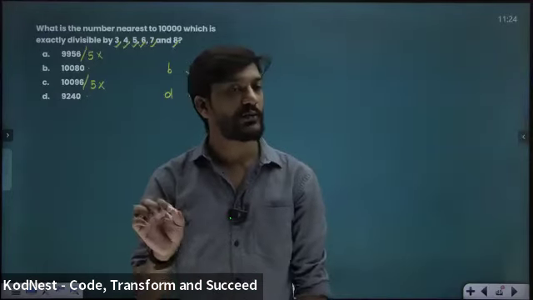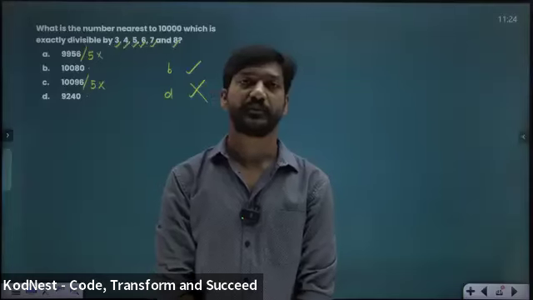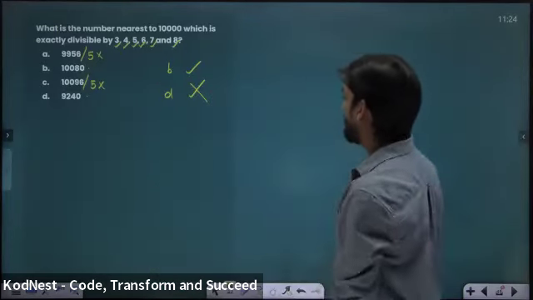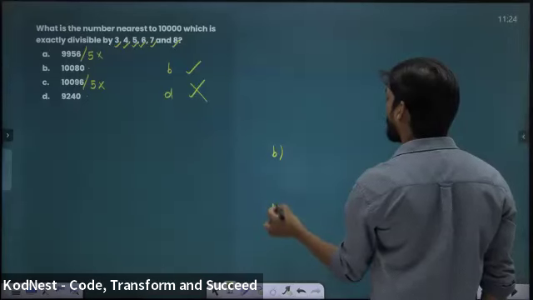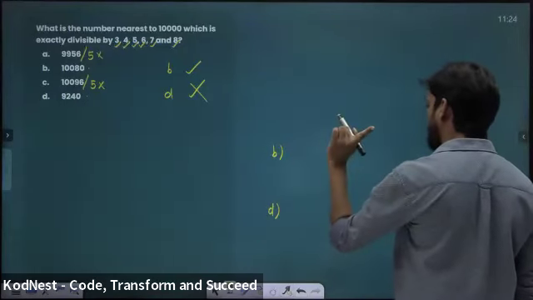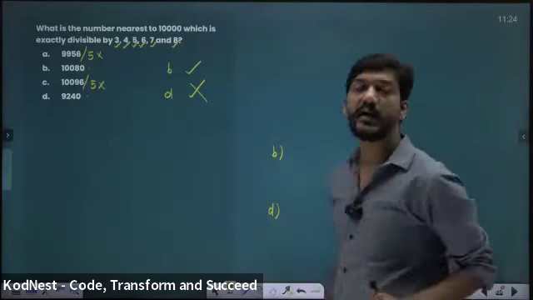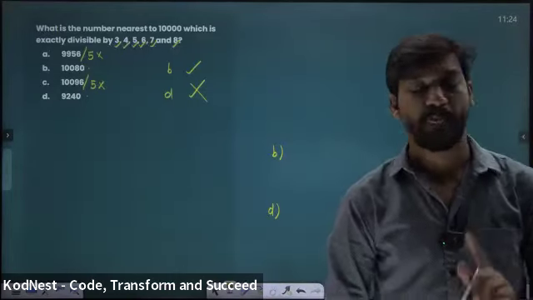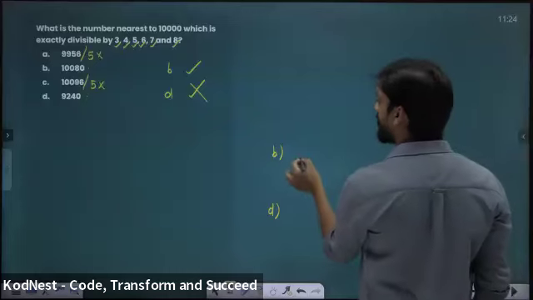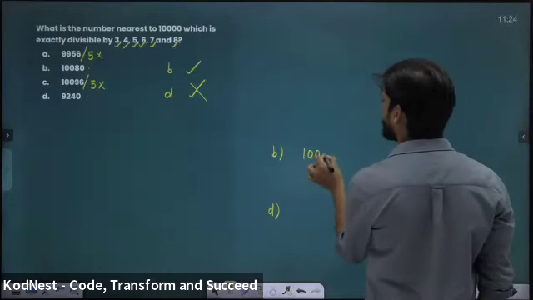Now, how to find the right option? Out of B and D, please carefully answer. I want to pick one option. Okay, pick one option. Which is nearest? I will check that. Which one is nearest? B option. So B option I will check. It is nearest.